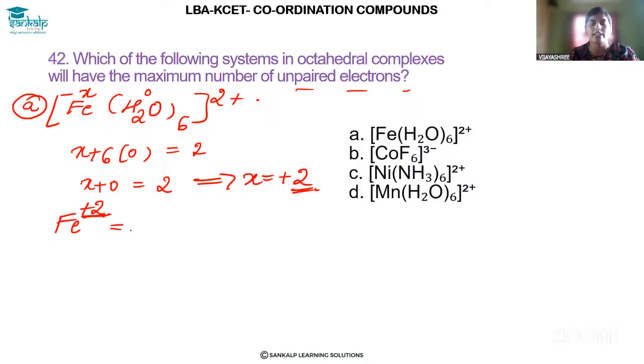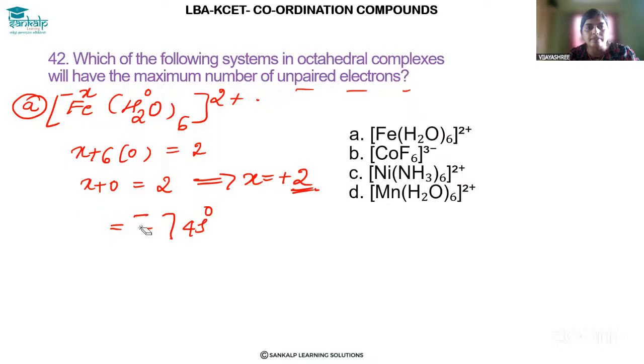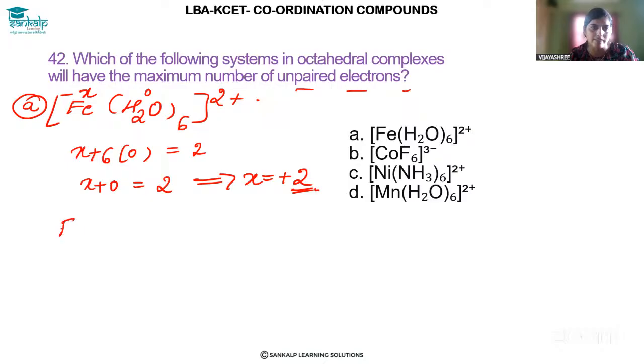So the electronic configuration. How to write this electronic configuration? Argon 4s0. Why is it 4s0? First I will write the neutral iron configuration, then you will understand easily. First I write the electronic configuration of neutral iron, Fe. The atomic number is 26, so total number of electrons is 26.